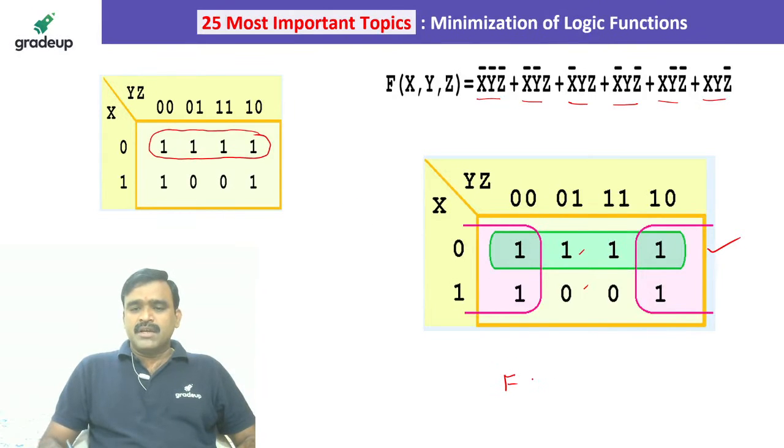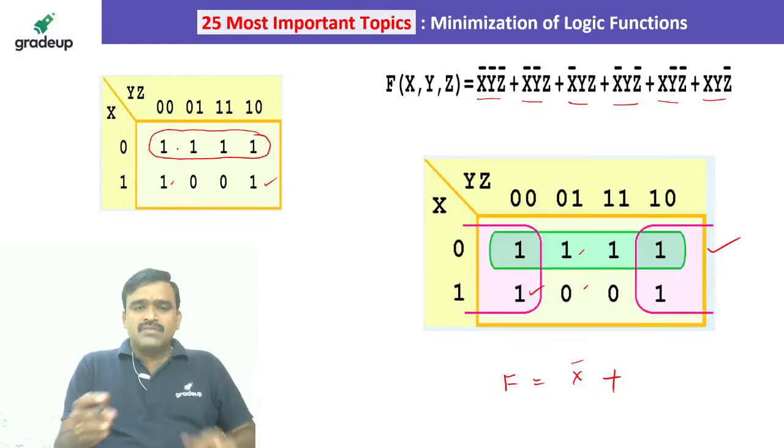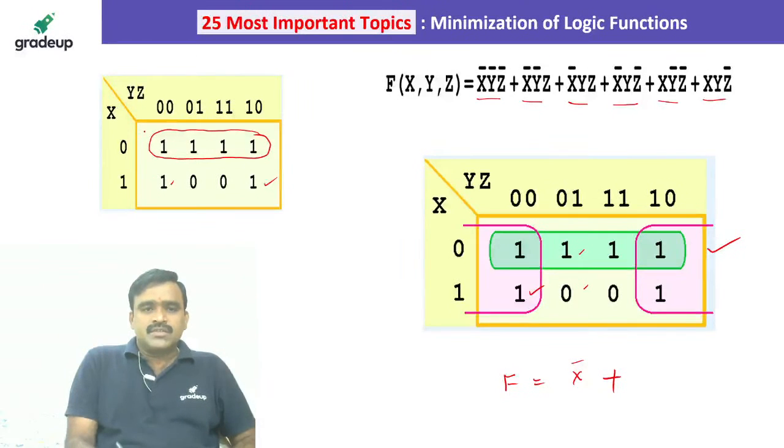The function is minimized as x bar plus... leftmost 2 ones and rightmost 2 ones, these are adjacent. So in order to cover the remaining 2 ones, so maximum possible ones can be covered, something like this. So these 2 ones and these 2 ones are adjacent. So this comes under which area?